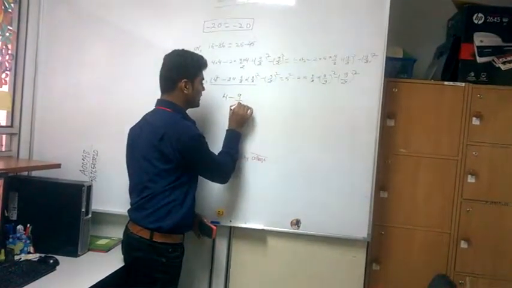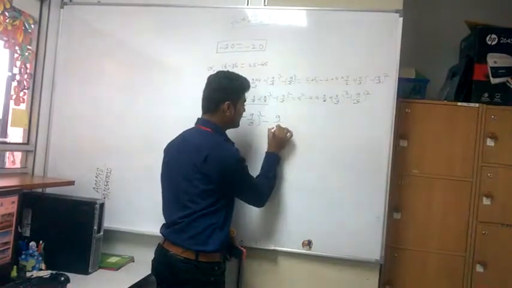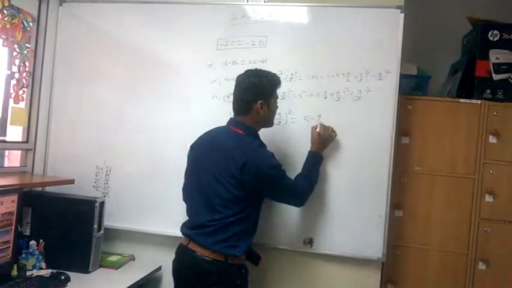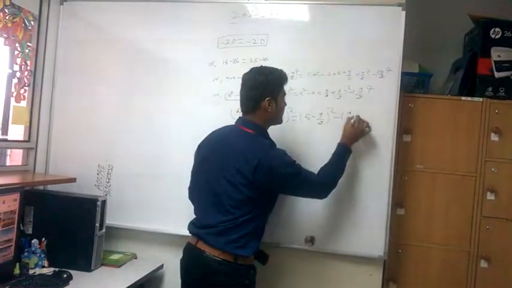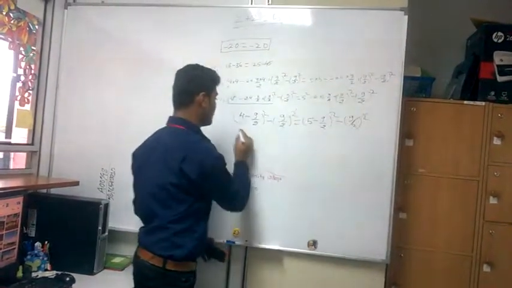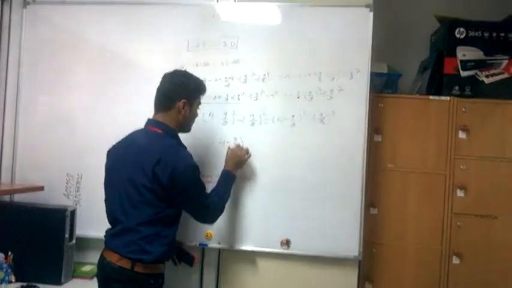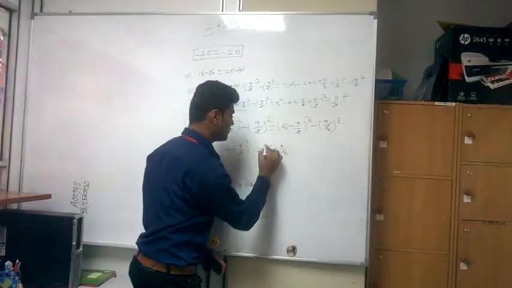means a minus b whole square. 4 minus 9 by 2 whole square equals 5 minus 9 by 2 whole square minus 9 by 2 whole square. Okay. Now we cut this part. So it comes like this: 4 minus 9 by 2 whole square equals 5 minus 9 by 2 whole square.